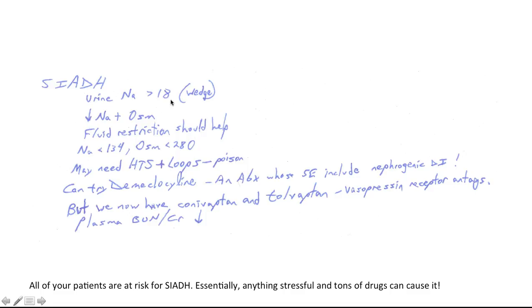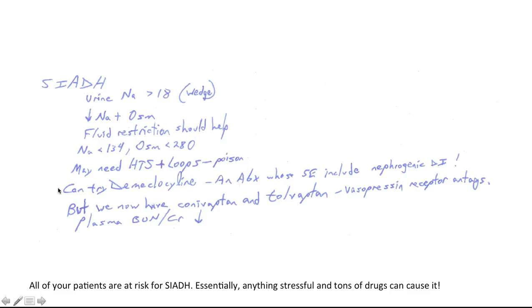Your urine is more concentrated, so your urine sodium is above 18. I include this even though I don't really use urine sodiums, as those of you who rotated through neurocritical care know, because it's a valid test question and it happens to be the cutoff for wedge and ARDS, so it's easy to remember. Sometimes we'll use loop diuretics to poison the kidneys and cause more diuresis.